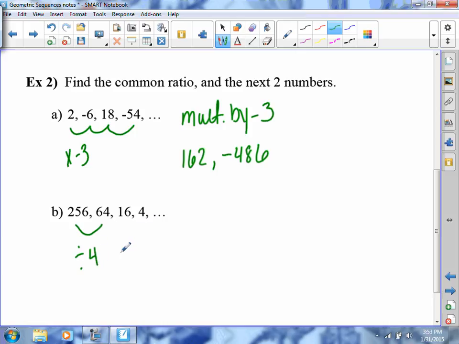Every pattern should be the same. So you're dividing by 4 from number to number to number in this pattern. So then we'll have 4 divided by 4 is 1 to get our next number. And 1 divided by 4 would be 1/4. So yes, it's okay if you get a fraction or a decimal for some of your terms in your sequence. That's okay.